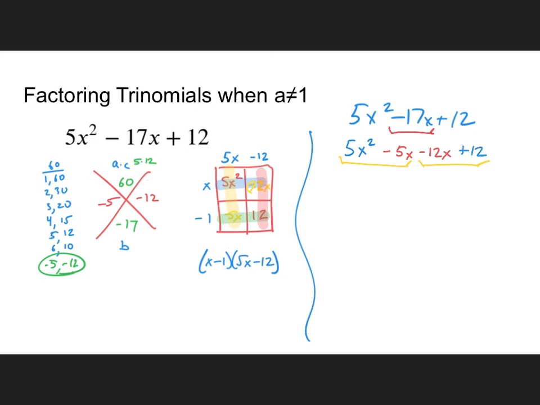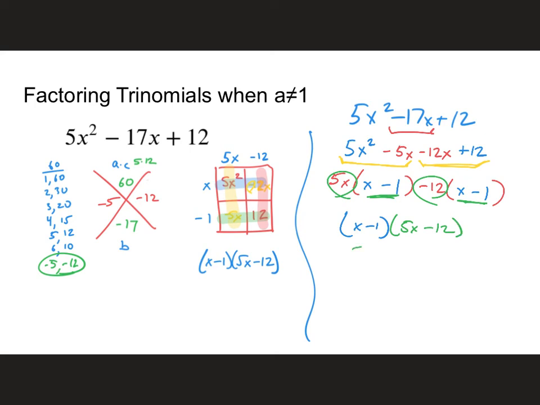So what does my first group have in common? What does 5x squared and negative 5x have in common? Let's see here, a 5 and an x. So I'll factor out the 5x. What am I left with? x minus 1. I look at my second group, the negative 12x plus 12. What do they have in common? I see a negative 12 that they have in common. What am I left with after I divide out the negative 12? x minus 1. You'll see that these two parentheses match. I write those once, and then the leftover stuff goes into my second parenthesis. You'll see that both of my answers match. That's two different ways to do this.